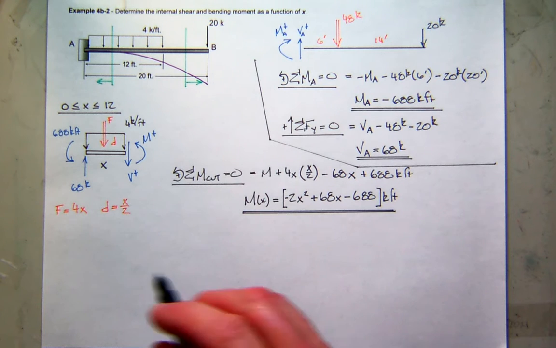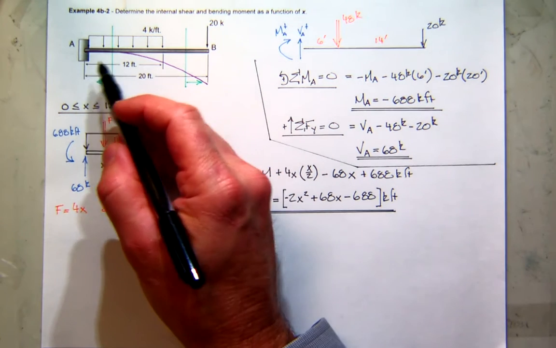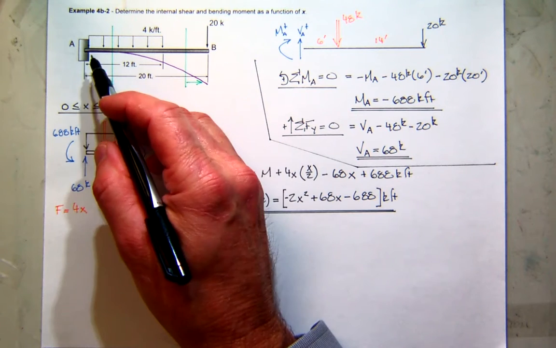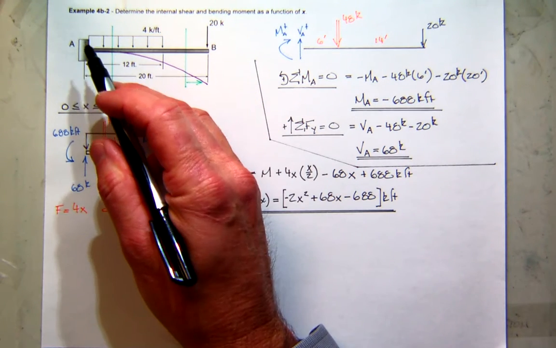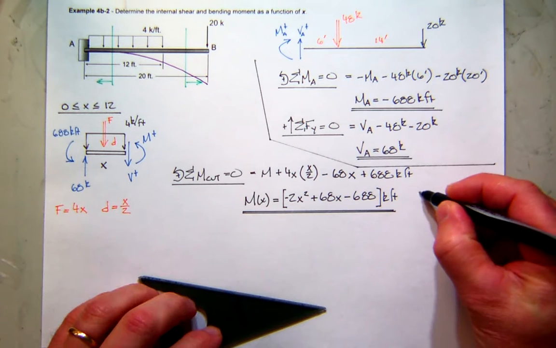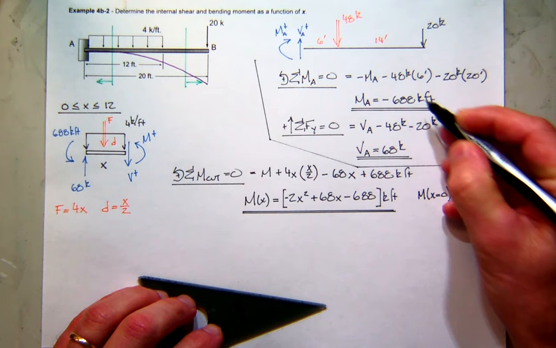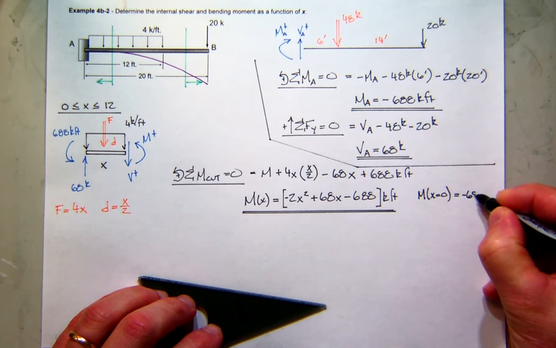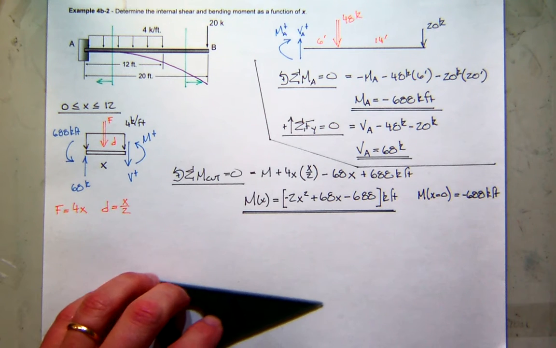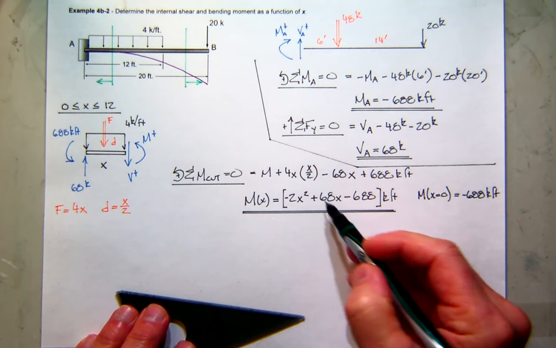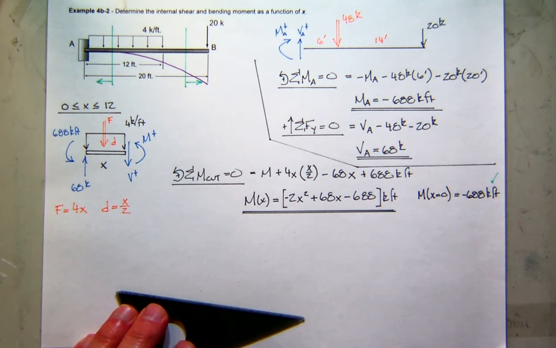Can I check this right now and get any kind of feedback? Well, do I know the moment somewhere between 0 and 12? I don't know it out here at 12, but I do know it at 0. In fact, I do know that the moment at x equals 0 should be negative 688 kip feet. Now, when I plug in x equals 0 here, what do I get? So that works. 688 works. So far that works.